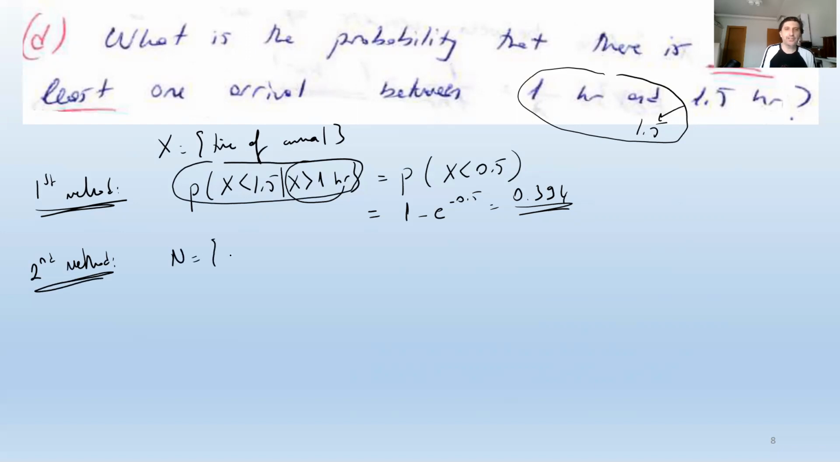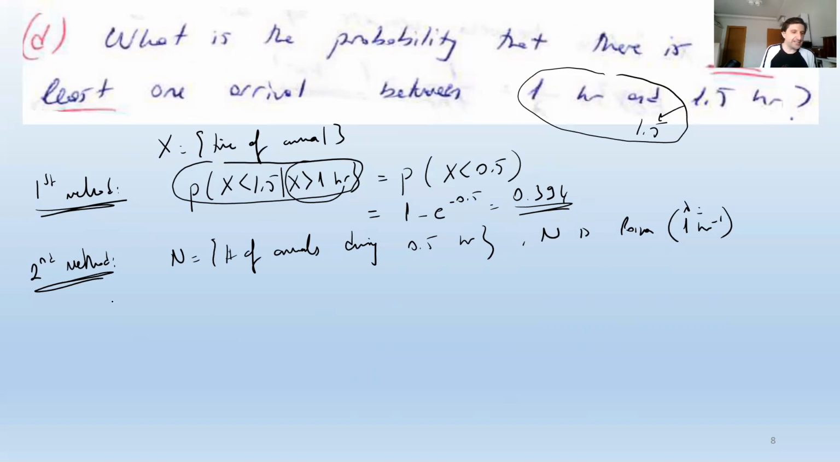The second method is, as I said previously, you can always use the Poisson distribution if you are not very comfortable with the exponential distribution. As you can see, one needs to really think about the exponential distribution. This is going to be the number of arrivals during a 0.5 hour period. In this case, n is going to be a Poisson random variable with lambda equal to 1 per hour.